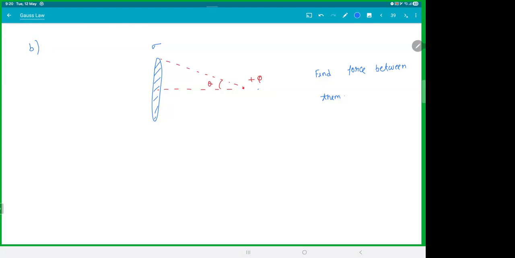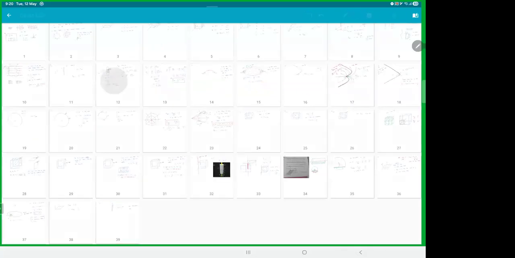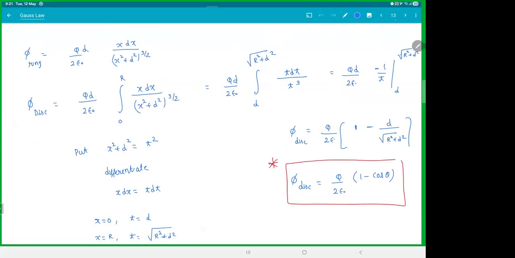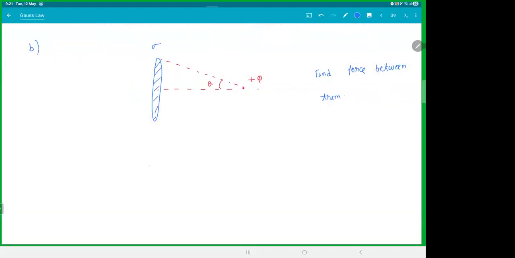Don't you guys remember the flux due to a disk? We did it last time, remember? What is the flux passing through a disk? q by 2 epsilon into 1 minus cos theta. So the force will be sigma into the flux through the disk, which is sigma into q by 2 epsilon into 1 minus cos theta. That's your force. Now, if you can play around a little, the force on the charge q due to the disk will also be the same. Newton's third law.